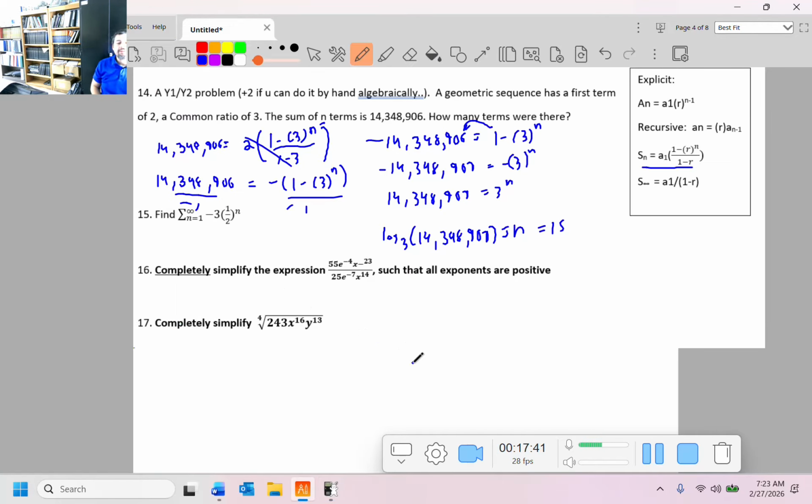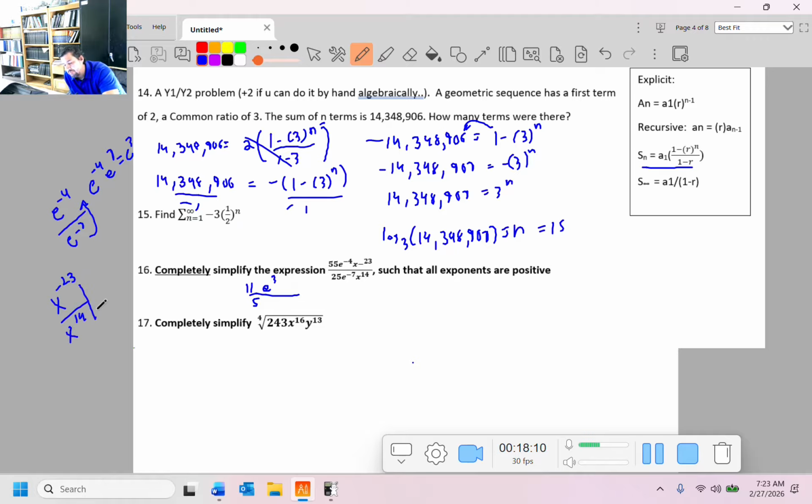All right, completely simplify the expression such that all exponents are positive. 55 and 25 are both divisible by 5. That's 11 over 5. Let me rewrite that properly. If I look at my exponents here, e to the negative 4th and e to the negative 7, I'm going to shift these up. That's e to the negative 4th times e to the 7th. We add exponents, e cubed, up high. I've got a negative 23. I'm going to shift it down low. I'm going to have in the bottom, x to the 14th, x to the 23rd. 14 and 23, I believe, makes 37.